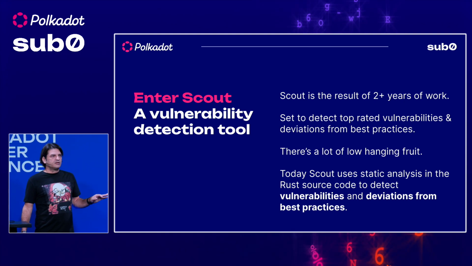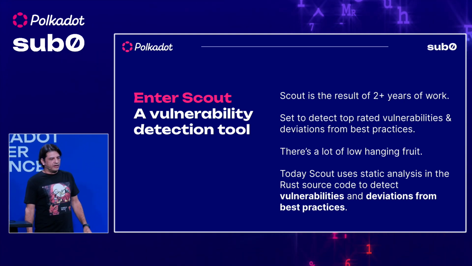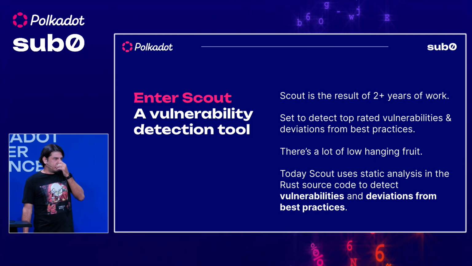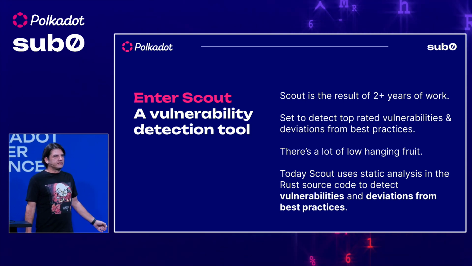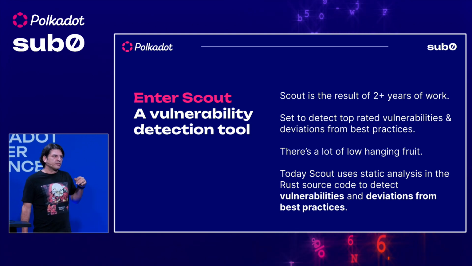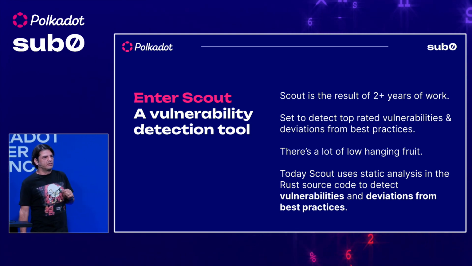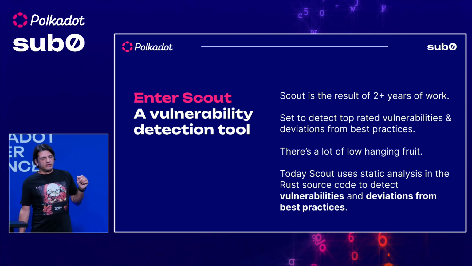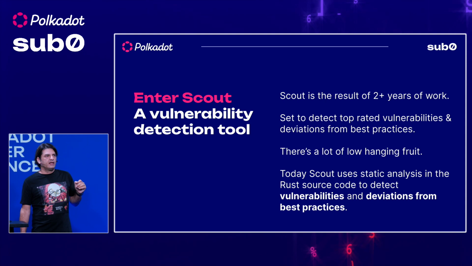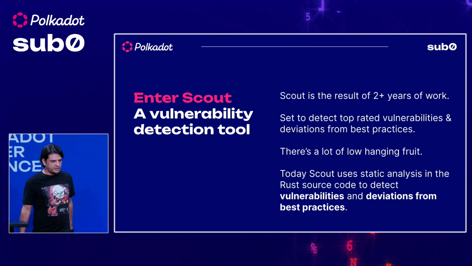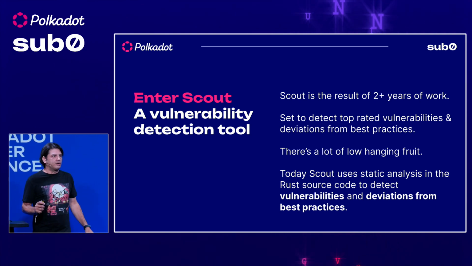So we spent almost the last 2 years, a little bit more, working on this. As I said, there's a lot of low-hanging fruit out there. So what we did is we went through a list of practices. We went through some of the vulnerabilities that were public. And this tool uses static analysis, some functionalities available from the Rust compiler, in order to detect these vulnerabilities. And this tool is called Scout.